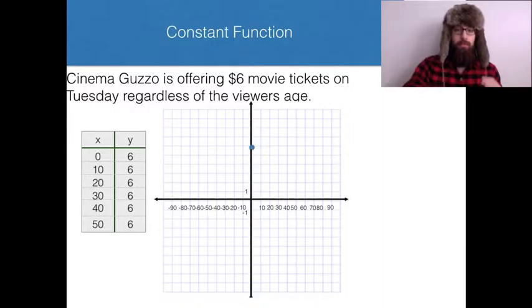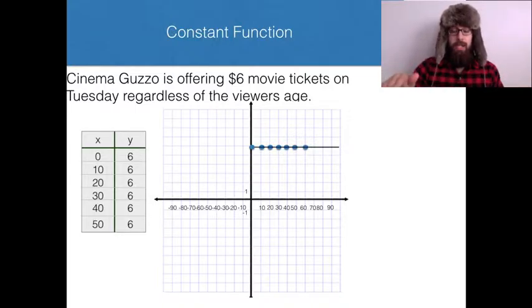So it's really straightforward for us. So 0, we graph 0 on the x, 6 on the y. If we're doing someone's 10, 10 on the x, 6 on the y. 20, you see the point, it's 6 all the way across because it doesn't matter how old somebody is, it's $6. That is a constant function.